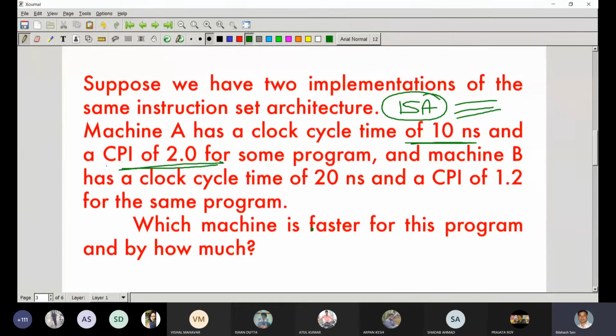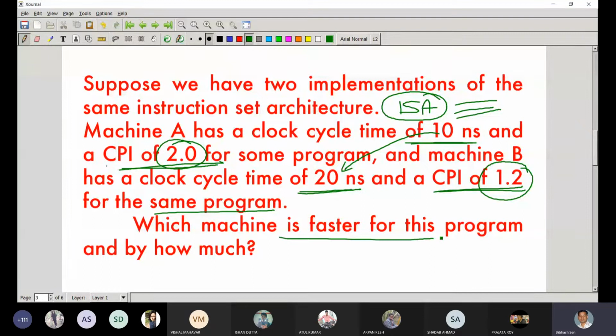Machine A has a CPI, cycles per instruction, of 2.0 for some program, and machine B has a clock cycle time of 20 nanoseconds and a CPI of 1.2 for the same program. So only the CPI differs and the time also you found doubled. Which machine is faster, machine A or machine B?